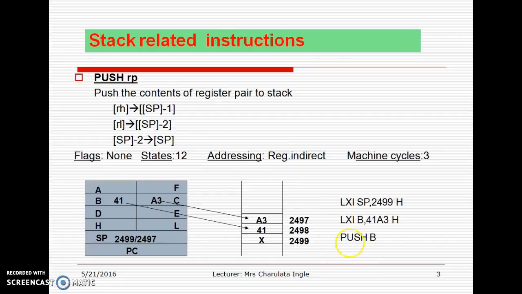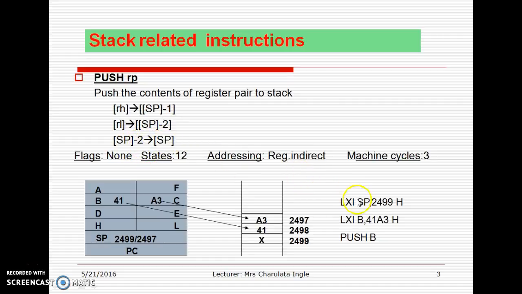The first instruction in this particular group is PUSH RP. Push the contents of register pair to the stack. This is the function of PUSH RP. Push the contents of the register pair specified in the instruction to the stack. The contents of the higher order register will be stored in SP-1, whereas the contents of the lower order register will be stored in SP-2, and the new stack top will be SP-2.